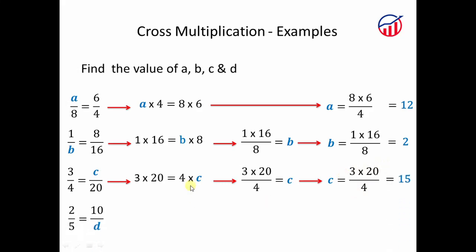Finally, the last value, let's find out D. 2 upon 5 is equal to 10 upon D. We need to find the value of D over here. So what's going to be? Again, cross multiply. 2 multiplied by D is equal to 5 multiplied by 10. So we need to find the value of D. We push 2 to the opposite side. How is it going to come? 5 into 10 upon 2. So you see D is equal to 5 into 10 upon 2. So 2 5s are 10, 5 5s are 25.